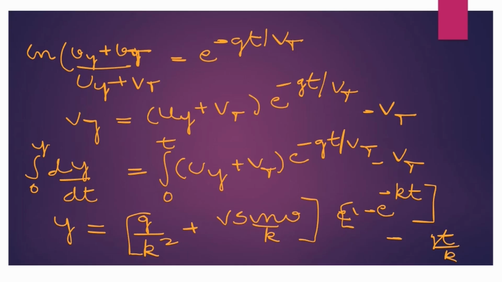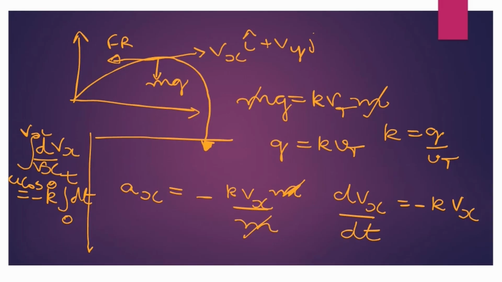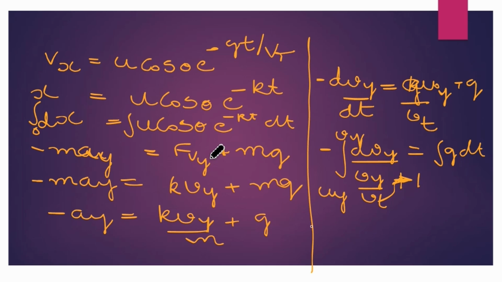Now what will be the x coordinate? That is much simpler, I guess, because we got vx already. Dx by dt, so integral dx from 0 to x is equal to integral u cos theta into e power minus kt dt. If you solve it, you will finally get x as u cos theta by k times (1 minus e power minus kt).